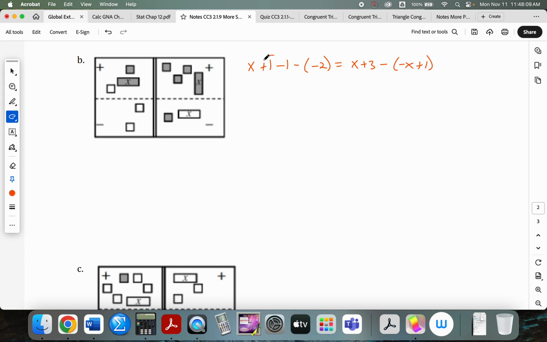On the left side, I can see that the negative 1 and the positive 1 are going to make a 0 pair. So this is just going to simplify to x minus a negative 2, which is plus 2, is equal to x plus 3 plus x minus 1. Remember, we're doing the opposite to the things that are in the negative region. So that's x plus 2 is equal to 2x plus 2.